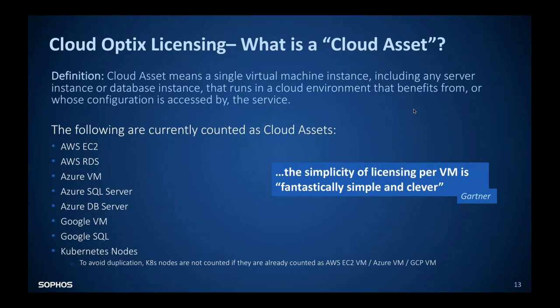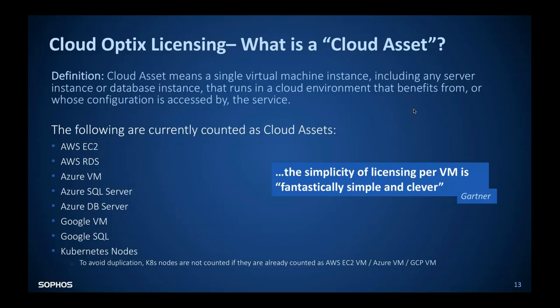Now, in licensing, and Scott's going to go over the specifics for MSP in a bit, but when we talk about Cloud Optix licensing, we've tried to keep it as simple as possible. We don't care how many cloud accounts you may have. If you have 10 accounts on AWS and 5 accounts on Azure and 2 accounts on Google, that's great. What we're really counting is what we call an asset.